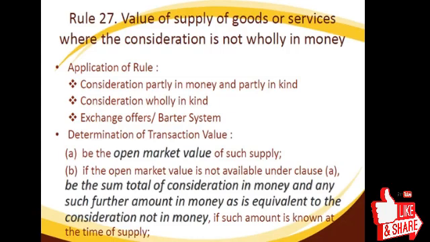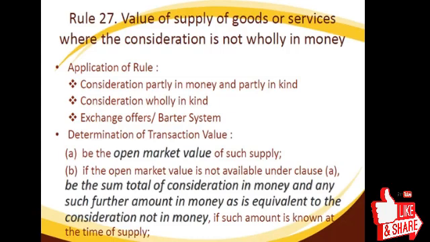Let me give you a brief idea about rule 30. Rule 30 says that the valuation will be based on cost, which is cost of supply plus 10% markup. And the fifth point tells about rule 31, which says that the value will now be determined by the GST officials and you have to just accept the value given by them. Now let me explain rule 27 in detail.